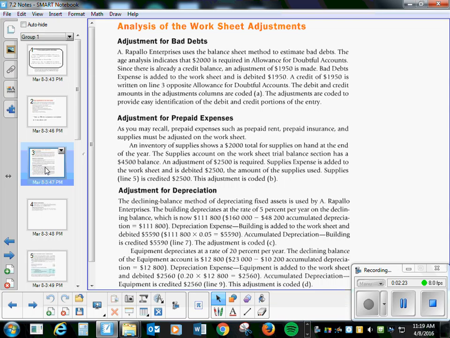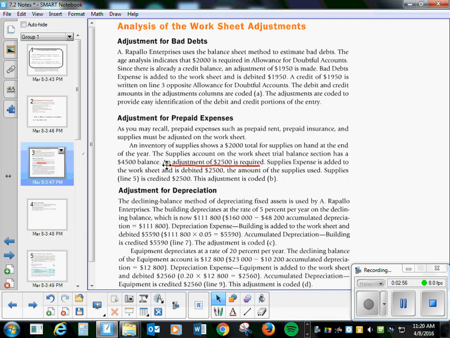An inventory of supplies shows a total of 2,000 for supplies on hand at the end of the year. The supplies account on the worksheet trial balance section has a 4,500 balance. An adjustment of 2,500 is required. Supplies expense is added to the worksheet and is debited 2,500. The amount of the supplies used, the supplies are on line 5, is a credit of 2,500, and this adjustment is coded B, just to keep that transaction together.